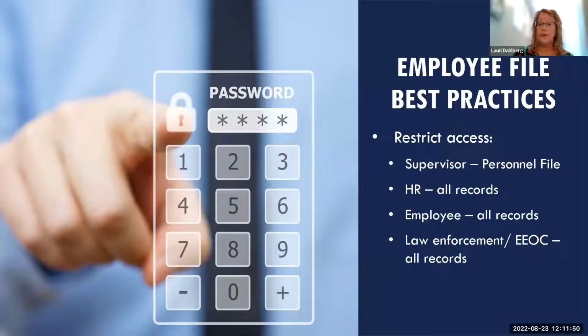Employees should also be able to view all of their own records. So the records that you have in the personnel file, payroll confidential file, and benefit medical file. And then law enforcement, or the EEOC, will also have access to any and all records that you have on employees. Hopefully it doesn't get to a situation where you need to provide those records to those individuals, but you need to know that they do have the right to see anything that you are maintaining on an employee if they come to do any sort of investigation.